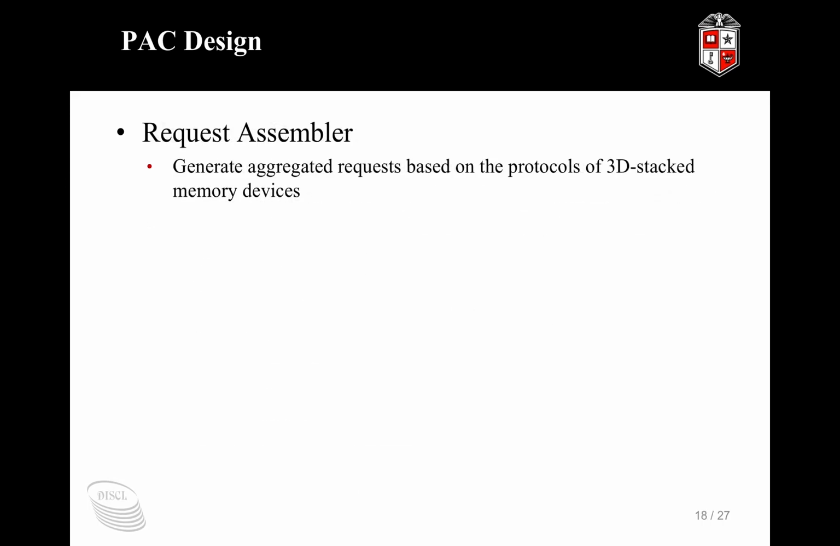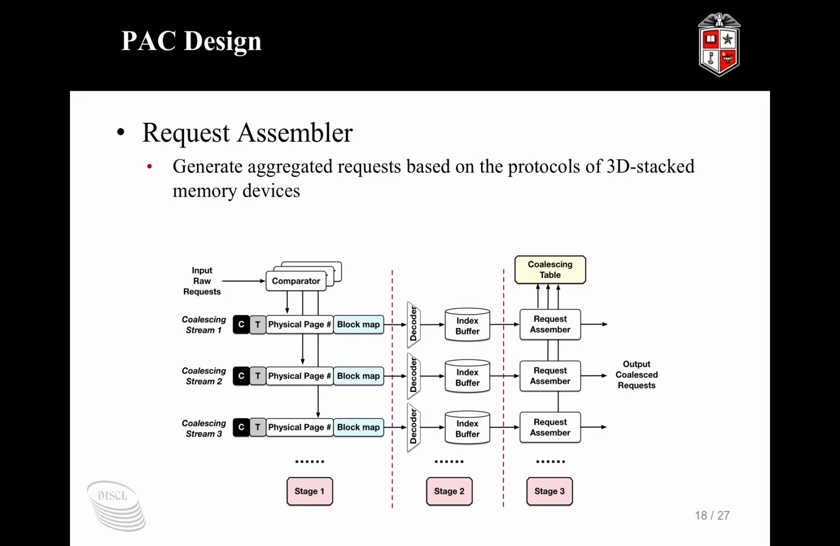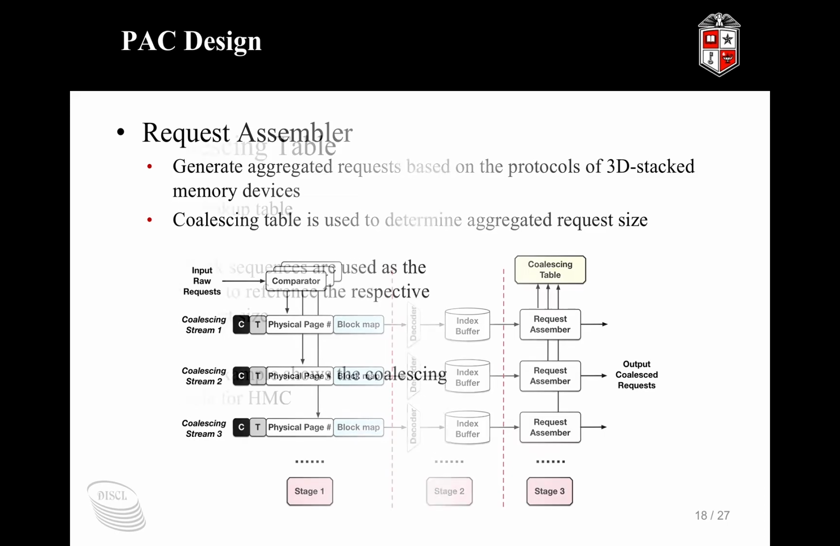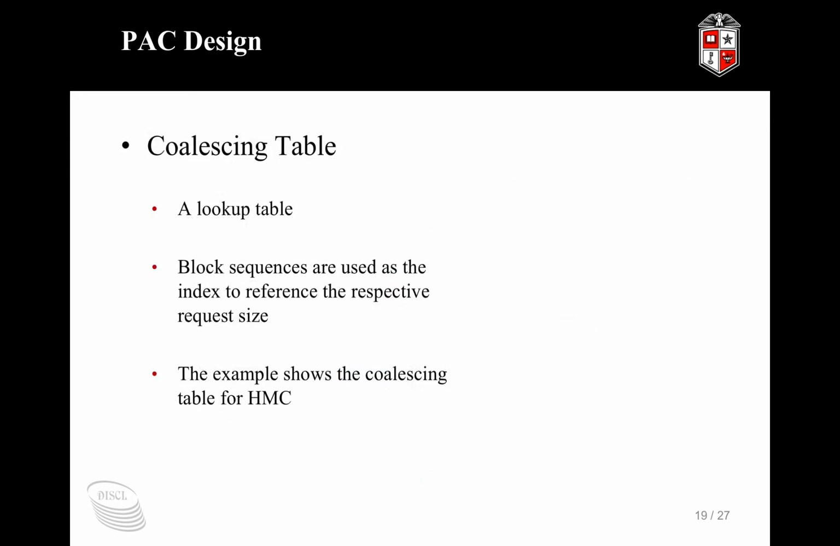And the third one is the stage 3 of the pipeline. It's the request assembler. It is responsible for generating the aggregated request based on the protocols of the 3D-stacked memory devices. As we can see here, the request assembler is connected to a coalescing table, which is used to determine the aggregated request size. Then the aggregated request will be flushed out to the corresponding MSHRs. As mentioned earlier, the coalescing table is a lookup table to check the corresponding request size. The block sequences are used as index to reference the respective request size.